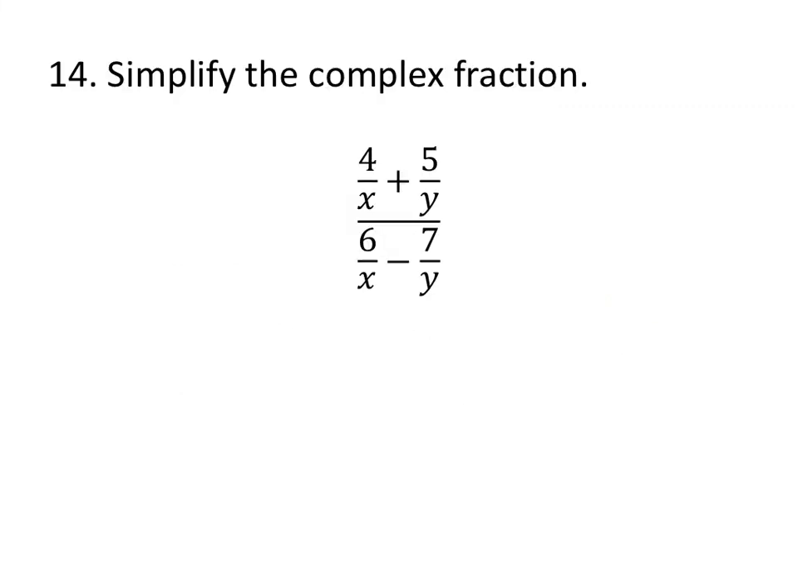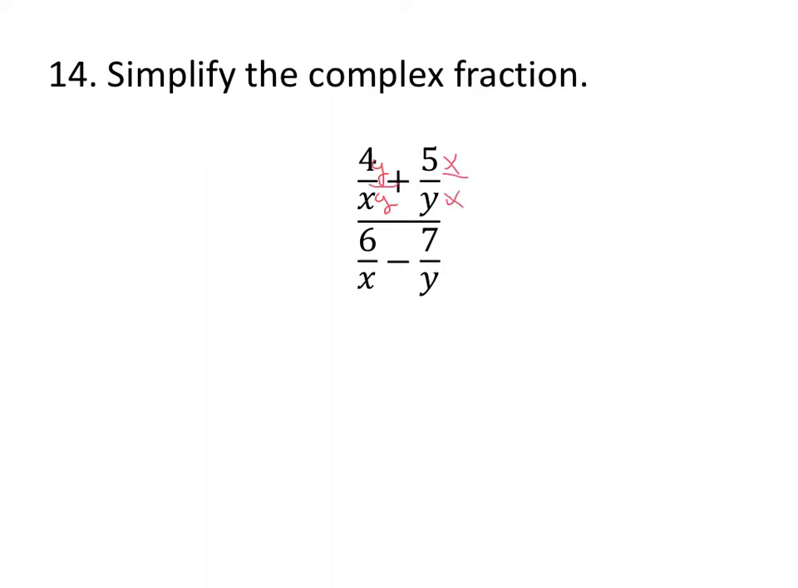Okay, here we have a complex fraction. That means we have fractions in the numerator and fractions in the denominator. And the first thing we need to do is simplify the numerator and the denominator. So let's get common denominators in the numerator. And the common denominator will be xy. So to get that, we multiply 4 over x by y over y and 5 over y by x over x.